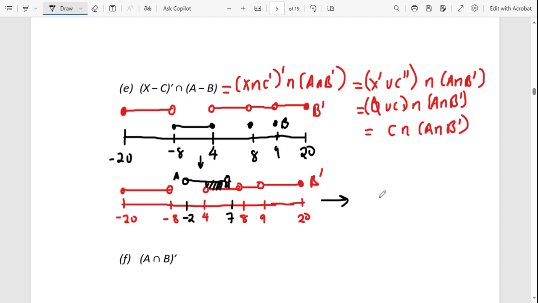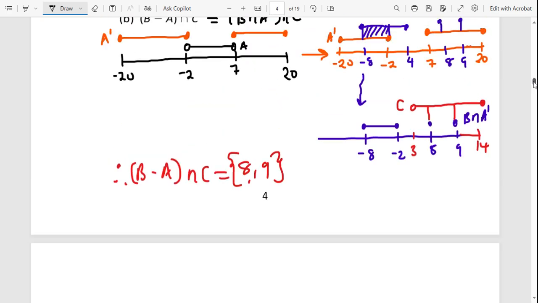And then I'm going to take it there. Alright, the A intersection B complement. The one intersecting from 4 up to 7. 4 is not included because it's not in the set B complement. 7 is also not included. So this is A intersection B complement. But we want to see where it intersects with the set C.